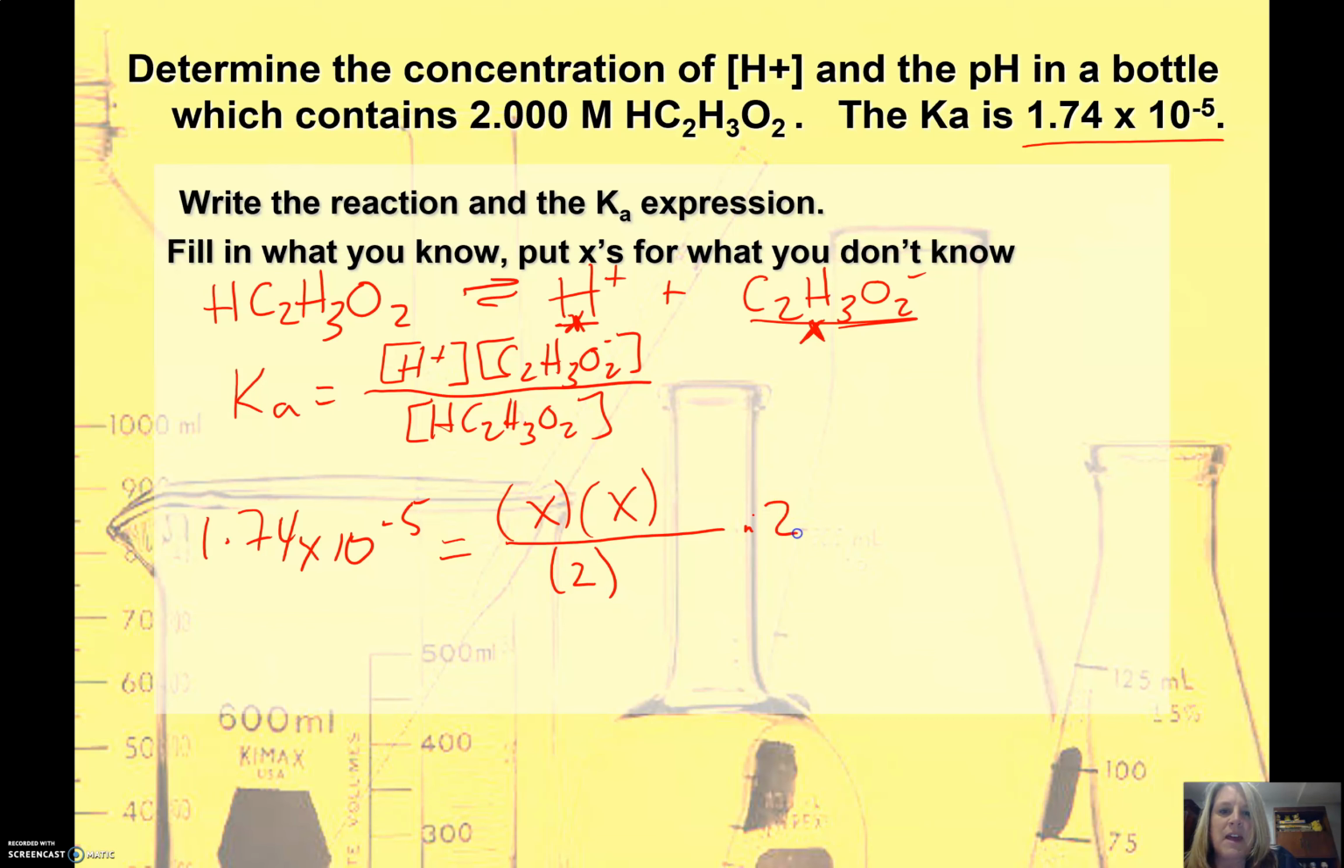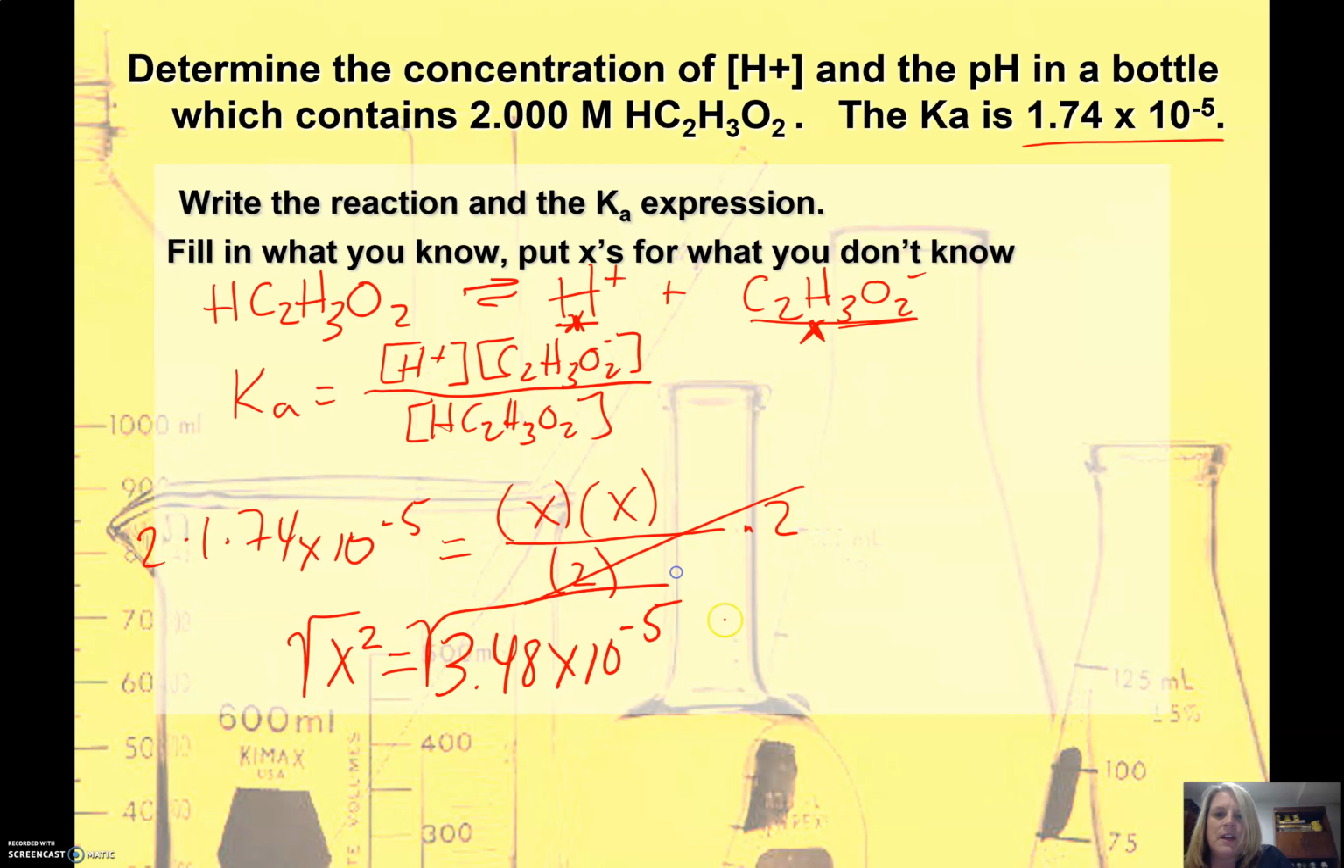So we just have to do some math here. We multiply both sides by 2. And what happens when you multiply X times X? You get X squared. So X squared is equal to 2 times 1.74 times 10 to the negative fifth, which would be 3.48 times 10 to the negative fifth. And then we just have to solve for X, so we take a square root. And the square root of that is 0.006. And that's concentration, so that's big M. So that's my concentration of hydrogen ion.